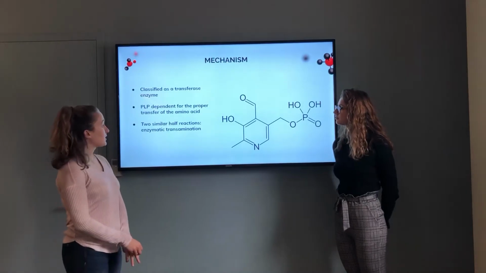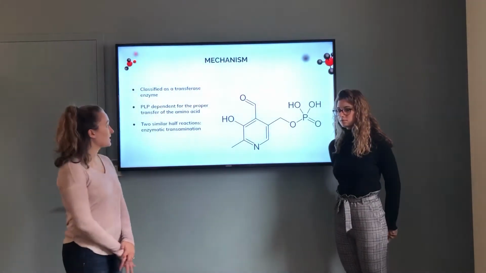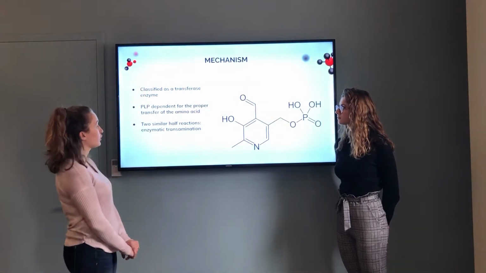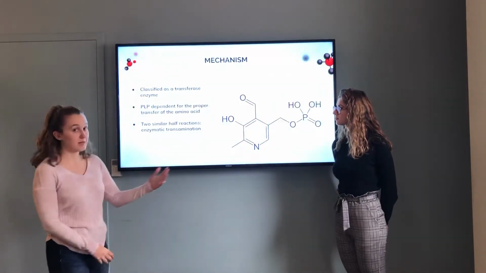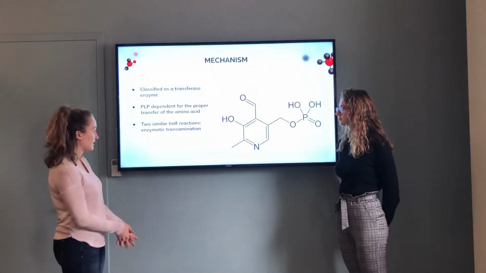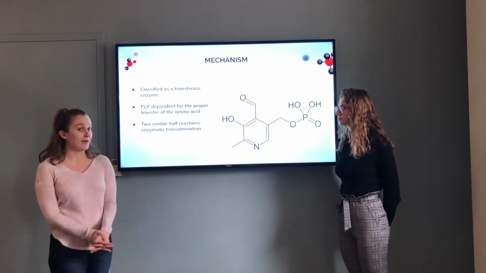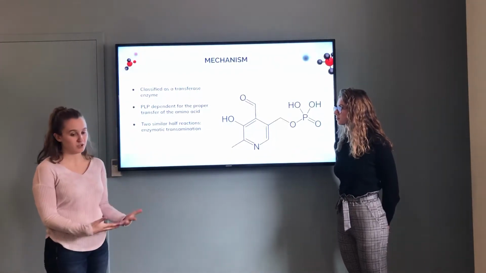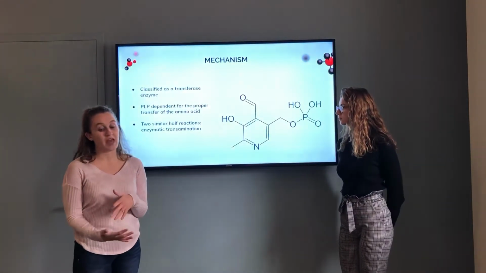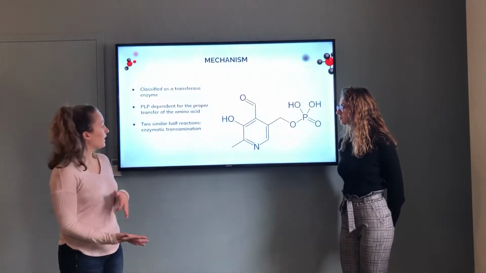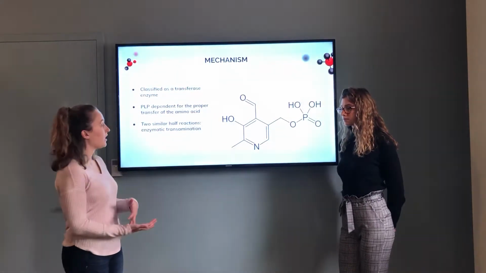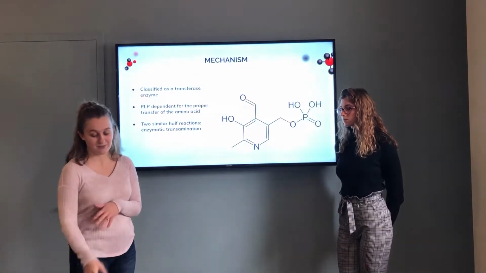So, as mentioned before in its name, AST is classified as a transferase enzyme, which means it catalyzes the transfer of a functional group between amino acids. As Gina had mentioned before, it is PLP dependent for the proper transfer of those amino acids. It undergoes 2 similar half reactions, which is also known as enzymatic transamination. And this is the transfer of the alpha amino nitrogen of the aspartate amino acid to an alpha keto acid with the synthesis of a second amino acid as well as a second alpha keto acid.